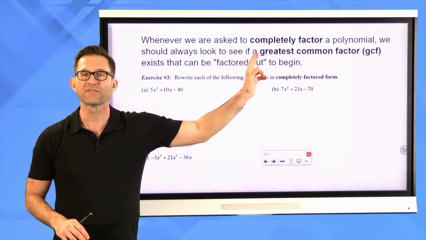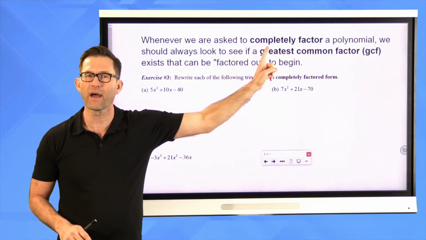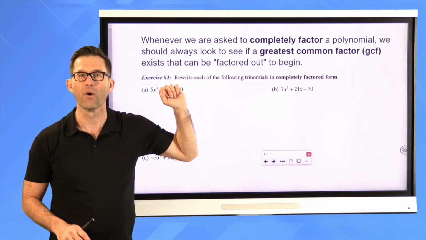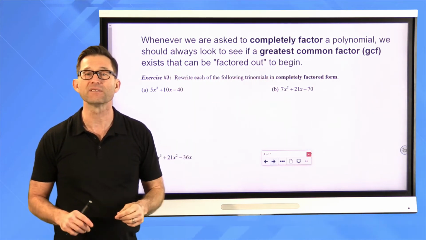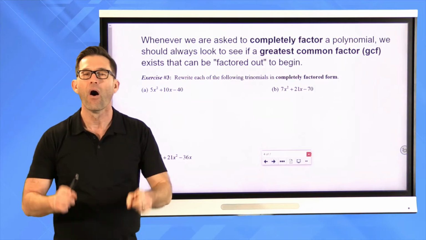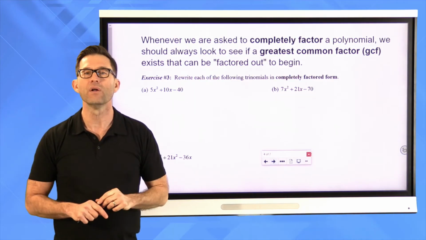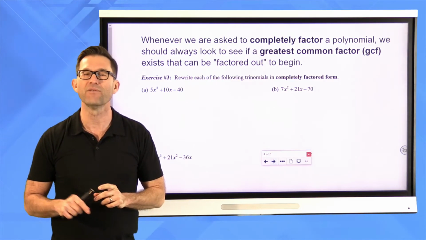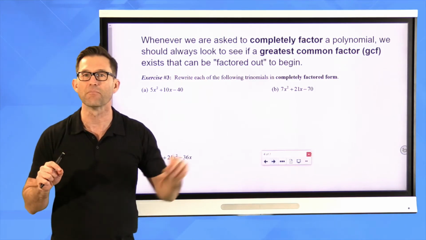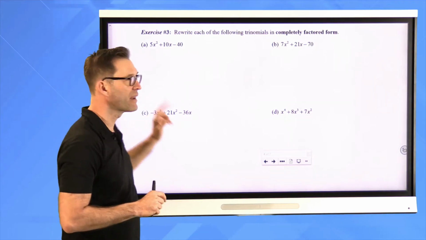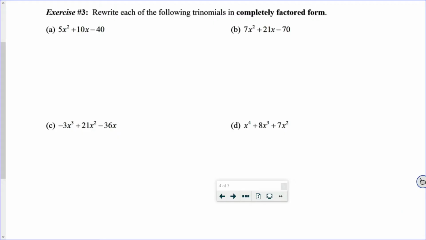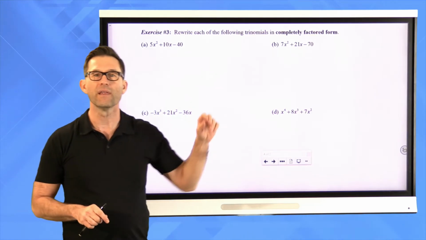Whenever we're asked to completely factor, and watch for that word, completely factor a polynomial, we should always look to see if there's a greatest common factor that exists that can be factored out to begin. Always, always, always look for a GCF first if you see complete factoring. So let's take a look at exercise number 3. Rewrite each of the following trinomials in completely factored form. All right, cool. So let's take a look at letter A.